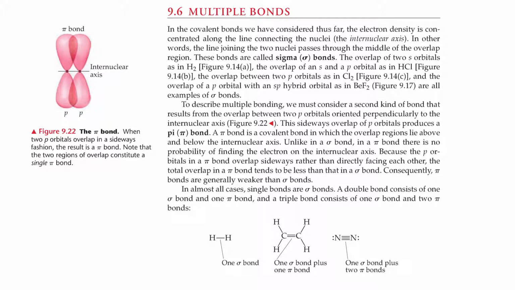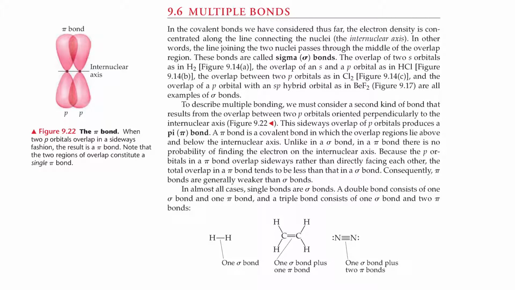Section 9.6 Multiple Bonds. In the covalent bonds we've considered thus far, the electron density is concentrated along the line connecting the nuclei, the internuclear axis. In other words, the line joining the two nuclei passes through the middle of the overlap region. These bonds are called sigma bonds. The overlap of two s orbitals, as in hydrogen, the overlap of an s and p, as in hydrochloric acid, the overlap between two p orbitals, as in chlorine, and the overlap of a p and an sp orbital, as in beryllium fluoride, are all examples of sigma bonds.